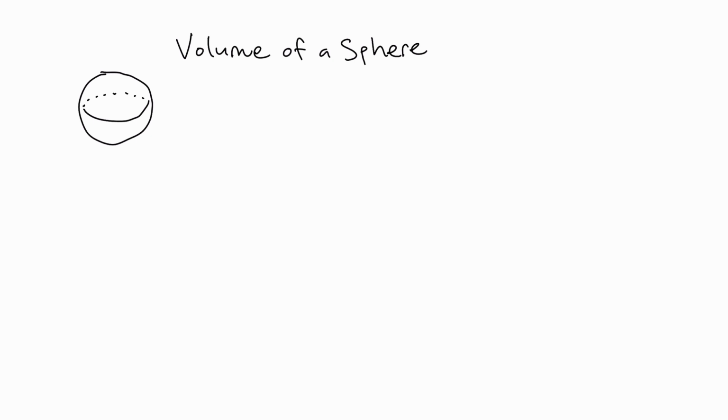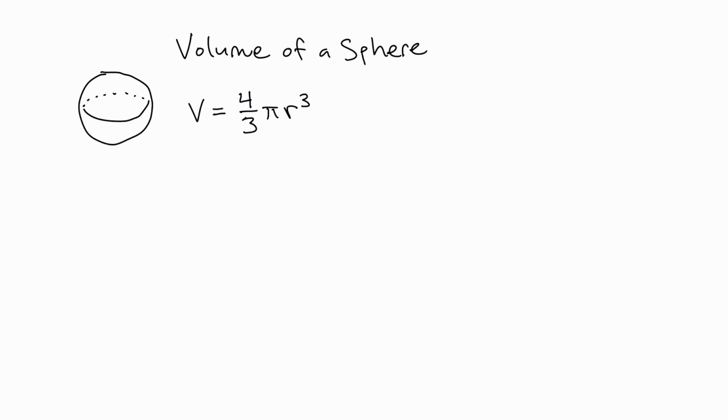Today I'm going to talk about how to find the volume of a sphere, which is this 3D shape right here. You can imagine it as a ball shape. So first we need to know the formula. I'm going to write V to stand for volume, and that is going to equal 4/3 times pi times r cubed.